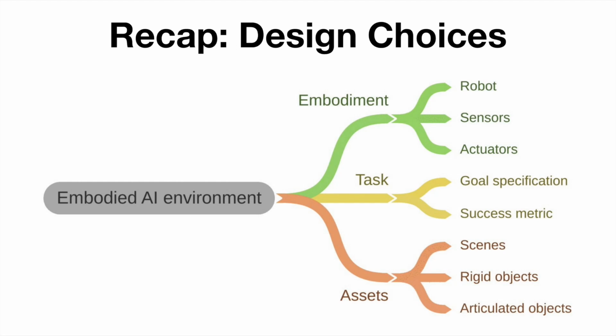Let's have a quick recap. Embodiment lays the physical foundation by specifying the robot hardware, sensors, and actuators. Task specification describes the objective and how we measure to what extent the objective is achieved. Assets build up the environment with which the robot interacts.